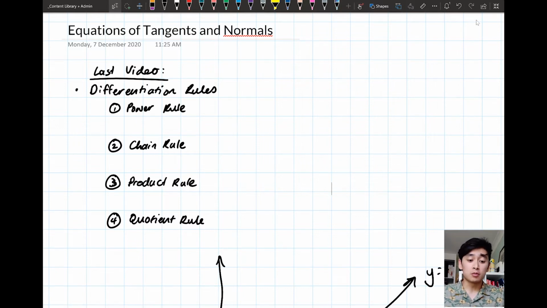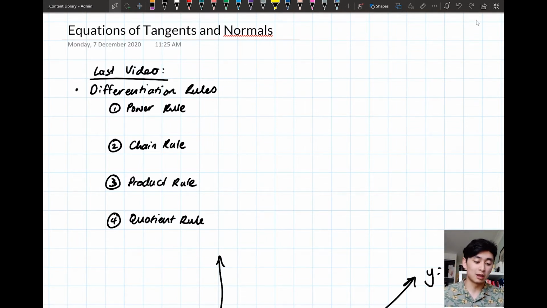Welcome back, and welcome to our third video in this revision series on calculus. In the last two videos we went through, first of all, what the derivative was, going through a limit definition of the derivative. In the last video we went through the four differentiation rules that helped us to actually find the derivative.